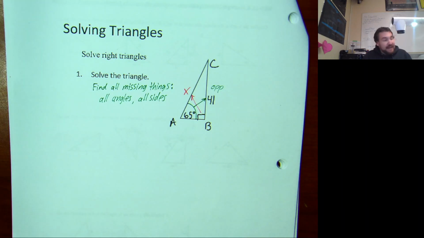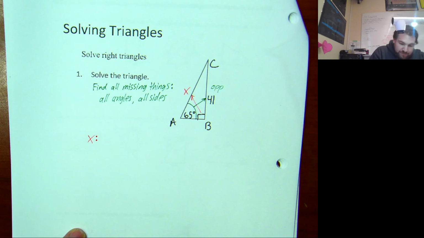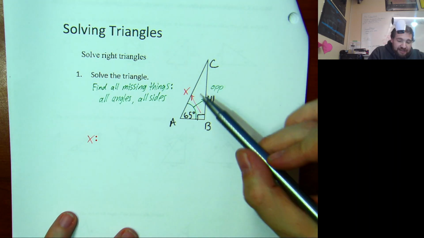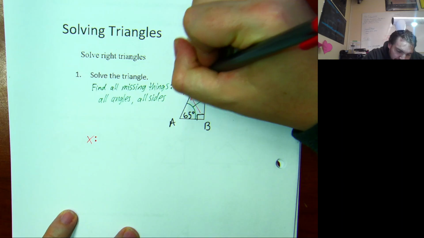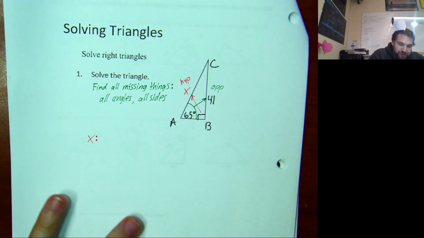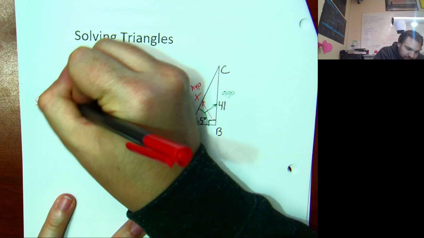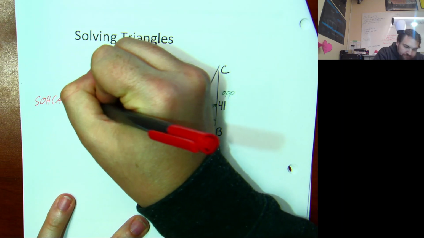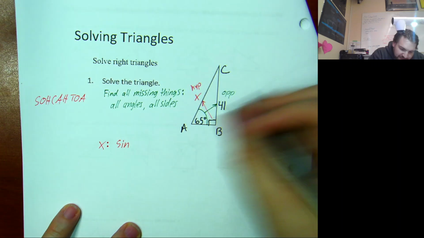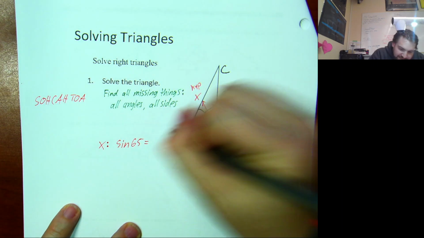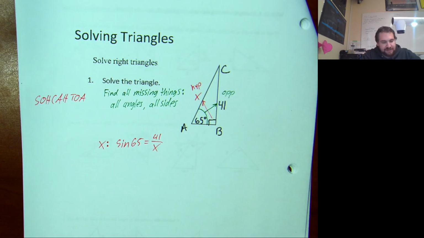So now in order to find X, you've already said we're going to use sine because we have an angle here. We know the opposite side. And side X here is the hypotenuse. So, maybe it's helpful to write this down. SOHCAHTOA. Sine of 65 is equal to the opposite side, 41, over the hypotenuse that you've called X.